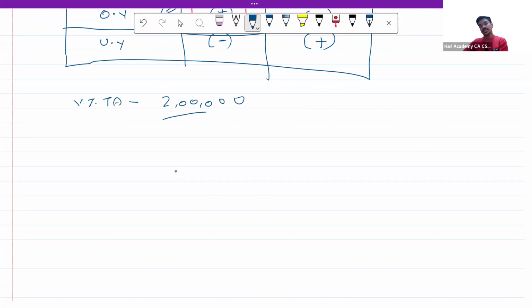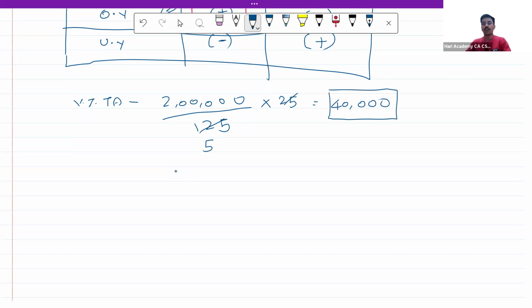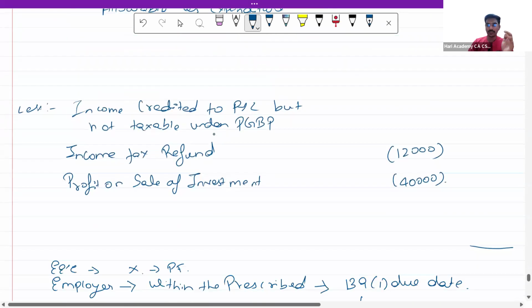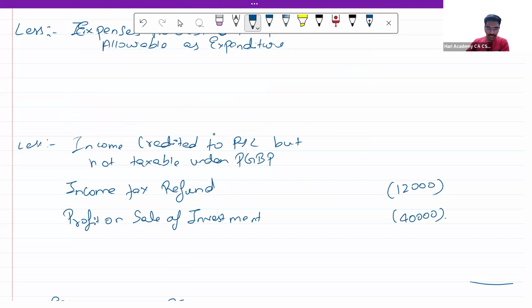So this 2 lakhs is for 125%. We have to find what is for 25%. So this is 40,000. This 40,000 is the effect. This 40,000 is to be added to your net profit. I'm adding it as a separate line item: add overvaluation of opening stock, 40,000.